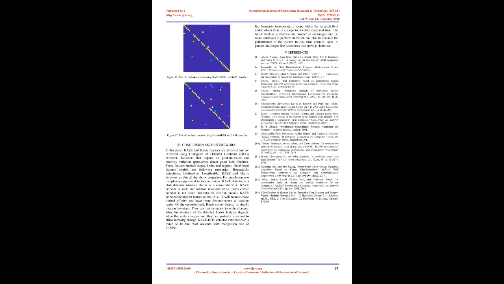For simulation, 2 completely opposite detectors are taken. Kaze detector is a blob detector whereas Harris is a corner detector. Kaze detector is scale and rotation invariant while Harris corner detector is not scale and rotation invariant, hence Kaze detected the highest feature points. Also, Kaze features have limited affinity and have more distinctiveness at varying scales. On the other hand, Harris corner detector is only rotation invariant. They are not invariant to scale changes. Also, the quality of the detected Harris features degrades when the scale changes, and they are partially invariant to a fine intensity change. The Kaze HOG detector-extractor pair is found to be the most accurate with a recognition rate of 91.86%.